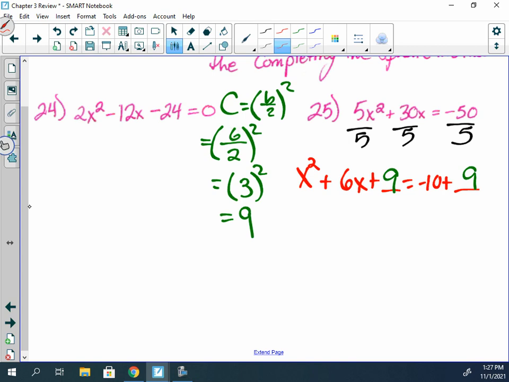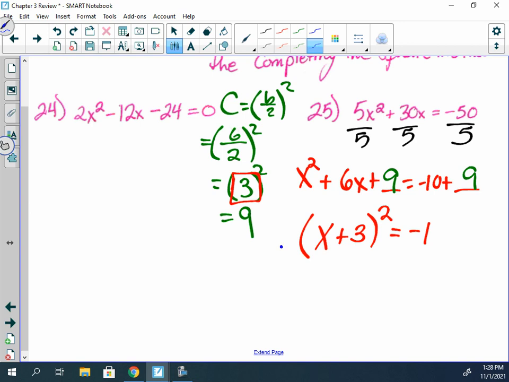Any questions on this so far? Now the next step is to rewrite this as a set of parentheses squared. We'll have x. Now the number that goes inside the parentheses will be the same as the number when trying to find c before we squared it. So since it's positive 3, in here we'll have x plus 3. Negative 10 plus 9 is negative 1. Any questions on this here before we move on to the next step?